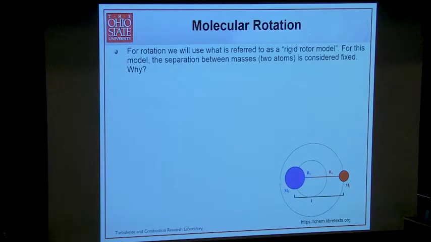All right, now we can rotate as well. Let's use a simple system here, something called a rigid rotor model. What a rigid rotor model is: we have mass 1, mass 2, and they're stuck on the two ends of a pipe stick, and you don't allow them to change. And why can we do that?